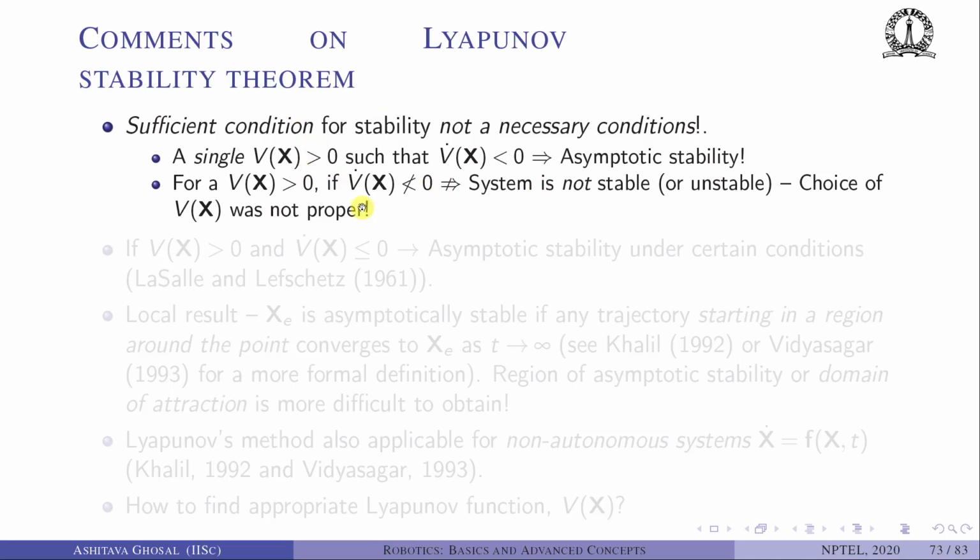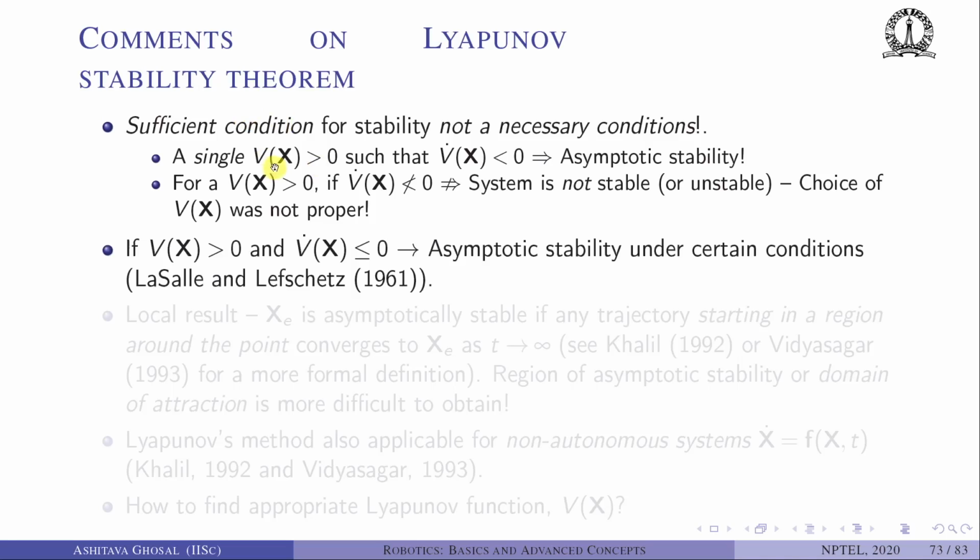But if we do not find V dot of x less than 0, then it does not mean it is unstable. Okay, that is why it is called a sufficient condition for stability, not a necessary condition. So if V of x is greater than 0 and V dot of x is less than or equal to 0, meaning it is not negative definite, we can still show asymptotic stability under certain conditions. I'm not going to go into this.